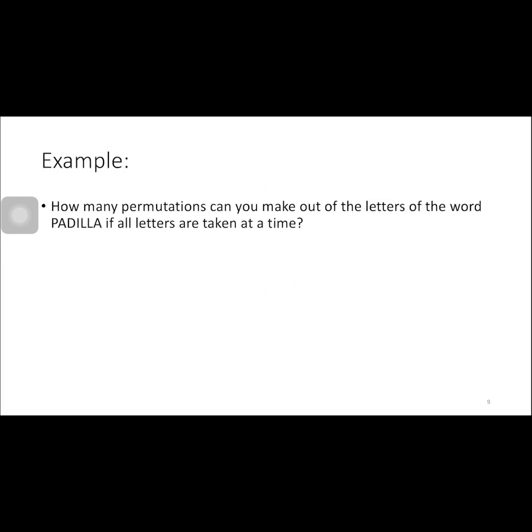For our example, how many permutations can you make out of the letters of the word Padilla if all letters are taken at a time? As you can see here, we have identical letters. So this is nPn1, that is equal to, how many letters do we have? We have 1, 2, 3, 4, 5, 6, 7. So that would be 7 factorial divided by, what is the first identical letter? We have A, so that is 2 factorial, times we also have 2 L, so that is again 2 factorial. So this is equal to 1260.